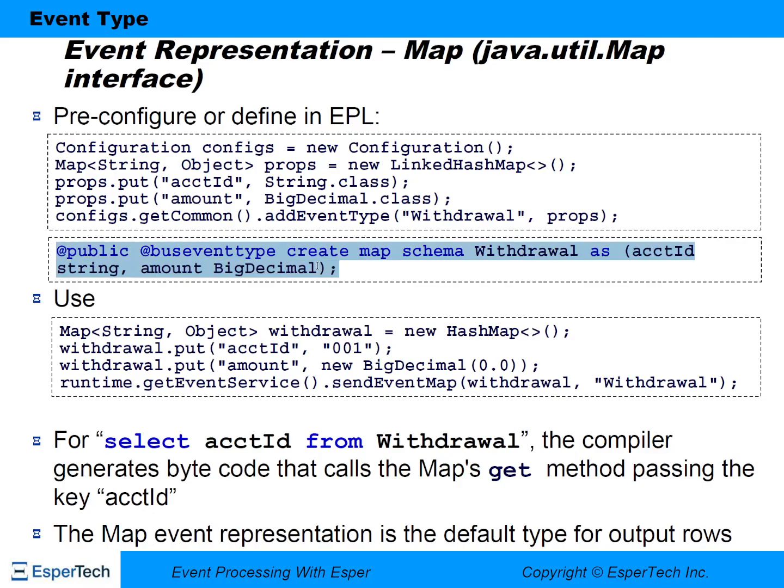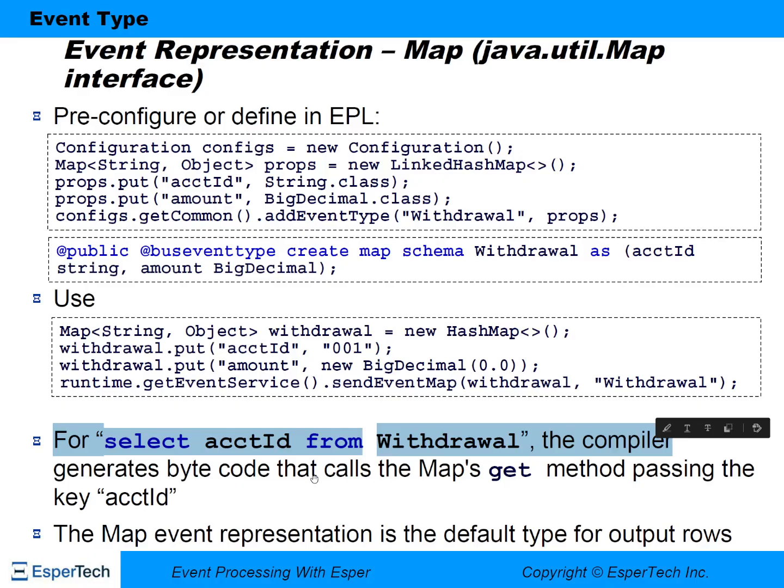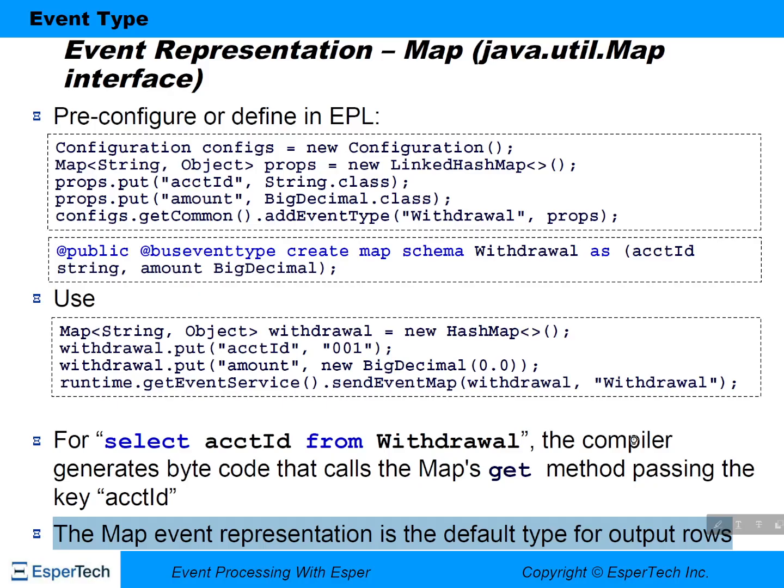The next example defines the event type in EPL. Add public @bus event type create map schema withdrawal as (account ID string, amount big decimal). This code processes map events. Runtime.getEventService.sendEventMap(withdrawal, withdrawal). For select account ID from withdrawal, the compiler generates bytecode that calls the map's get method passing the string account ID. The map event representation is the default type for output rows.